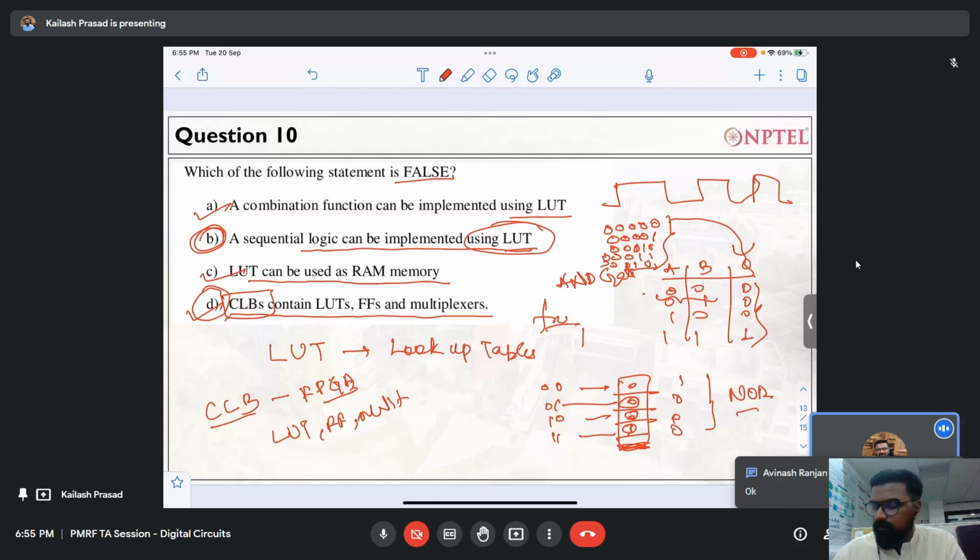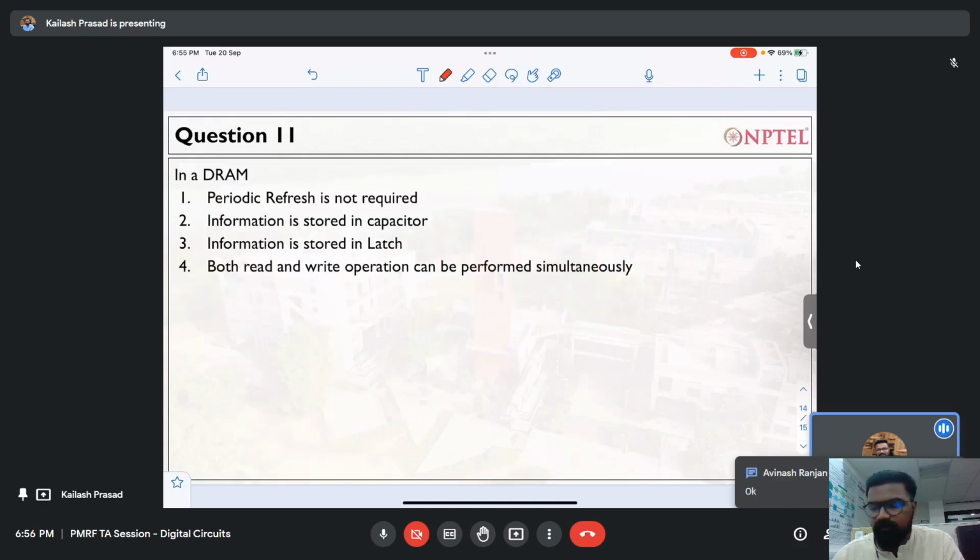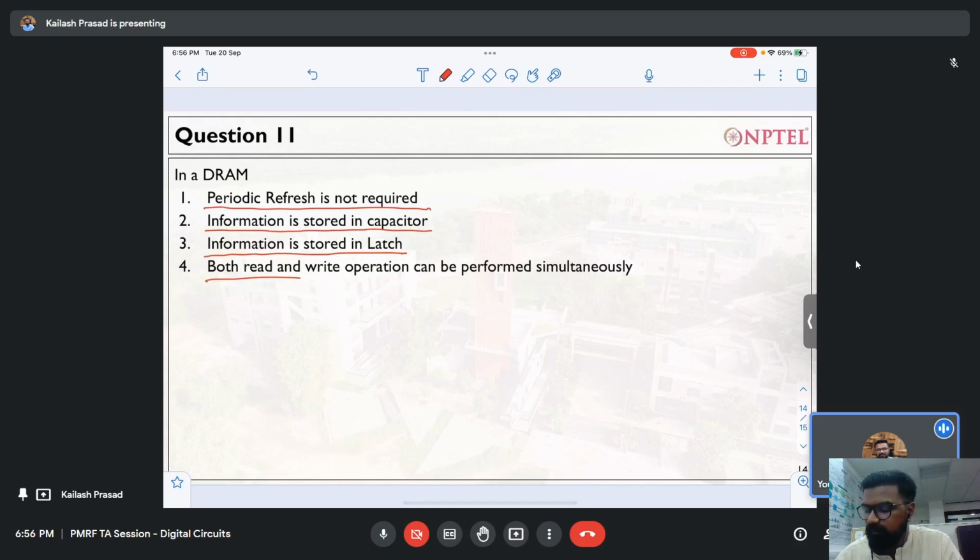Okay, moving to the last question of the day, which I have already discussed. In a DRAM, I have four options: periodic refresh is not required; information is stored in a capacitor; information is stored in a latch; both read and write can be performed simultaneously. This is my DRAM cell. Which of the statements is true?